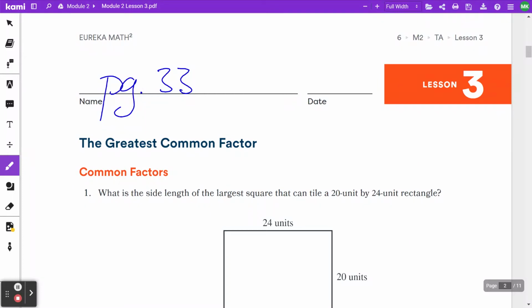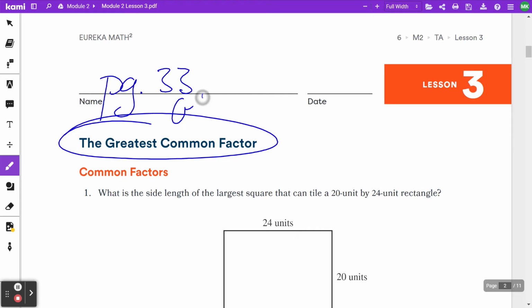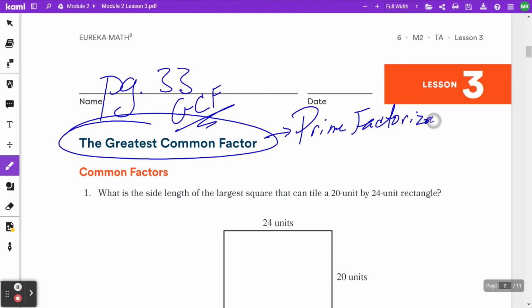This is grade 6, lesson 3, all about finding the greatest common factor, also known as the GCF. Now, in lesson 1, I went through this a bit. So in this particular video, I'm going to concentrate on what is called prime factorization, one of my favorite things in the whole world. Factorization, and I hope I spelled that correctly.